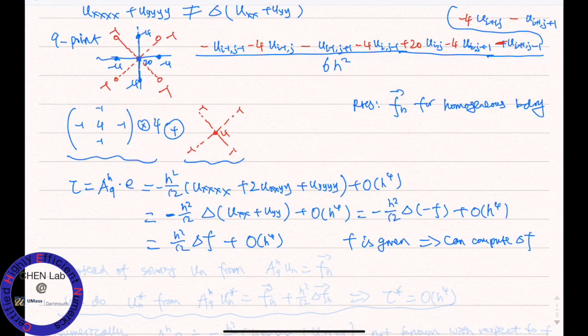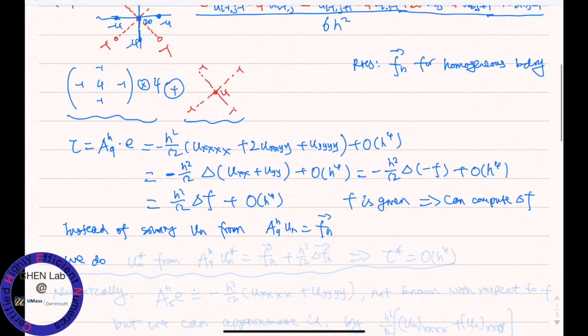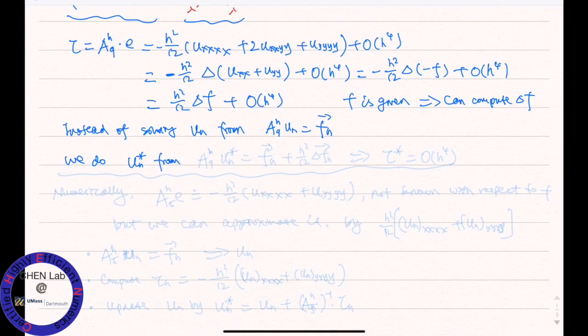Okay, so instead of solving u_h from A_h^9 u_h equals f_h, we do u_h star from A_h^9 u_h star, this time is f_h vector, plus h squared over 12 Laplacian f_h vector. Okay, that way you don't need to solve twice.